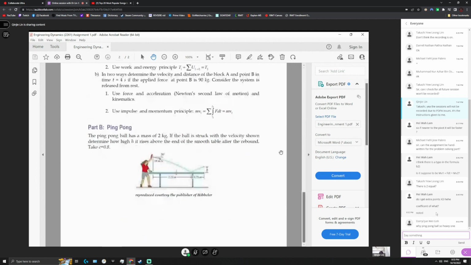Very good question. Why is the ping pong ball so heavy? Because not I said one. That makes no sense lah. That was also what I thought. But anyway, yeah, just take it as a practice. Okay, any other questions?